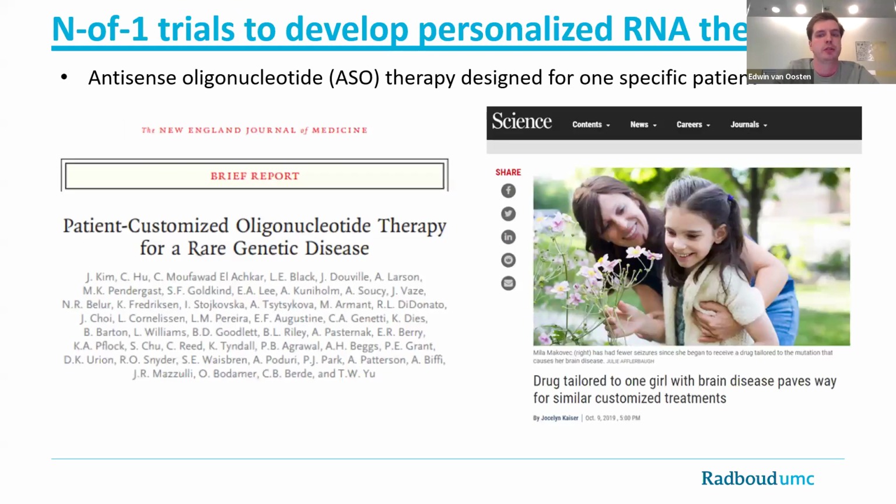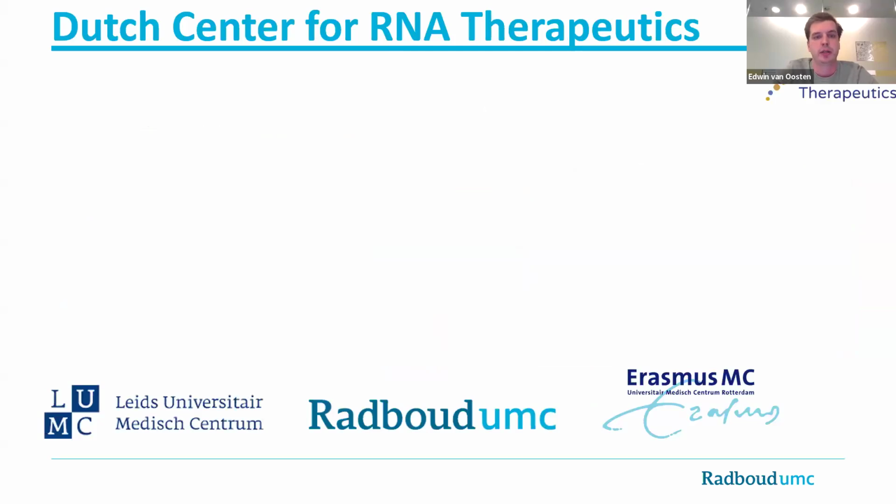The most famous story or example from this is the story of Mila, where the group of Tim Yu at the Boston Children's Hospital designed a patient-customized oligonucleotide therapy for Mila, a girl with Batten's disease. And the great thing is that although Mila unfortunately passed away in the end, this was quite effective as Mila saw a reduction in the number as well as the severity of her seizures that she had. Within the Netherlands, we're trying to set up a very similar thing with the Dutch Center for RNA Therapeutics, or the DCRT. And this is a non-profit consortium between 3 academic centers within the Netherlands.